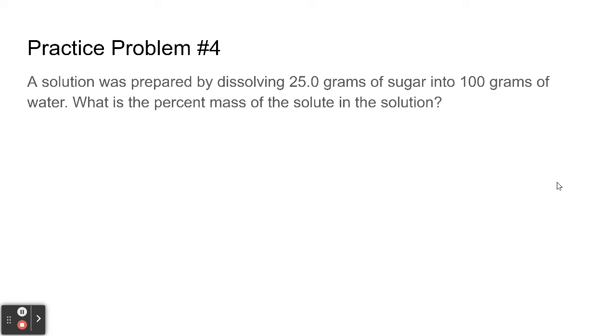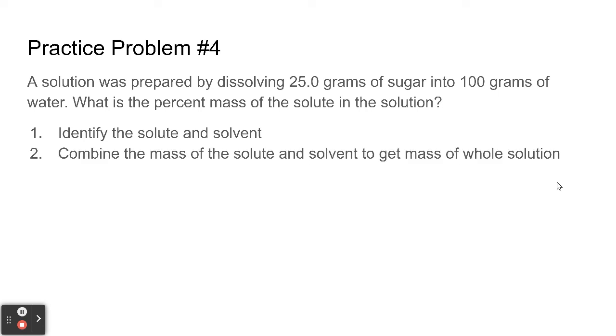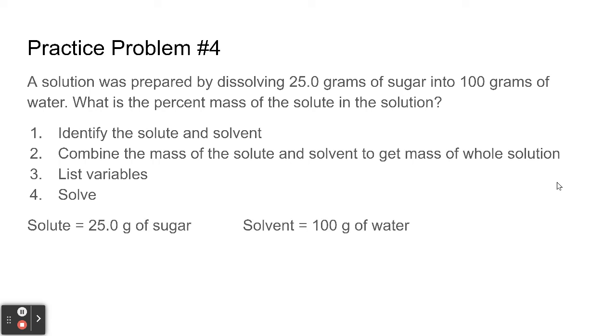All right, cool. So let's list our steps. Our first step, we need to identify the solute and the solvent. Our second step, we're going to combine the mass of the solute and the solvent to get the mass of the whole solution. Our third step, we'll list out our variables, and then we're going to solve it. So our solute is the thing that is dissolving. 25 grams of sugar is dissolving. What dissolves the sugar? Our solvent, which is 100 grams of water. So we have our solute and we have our solvent.